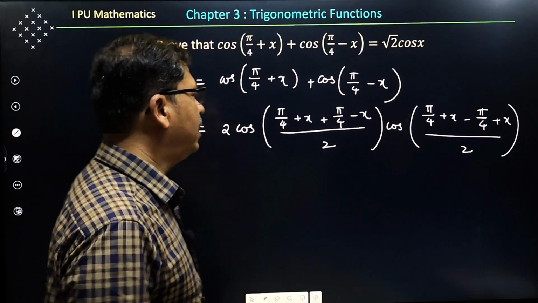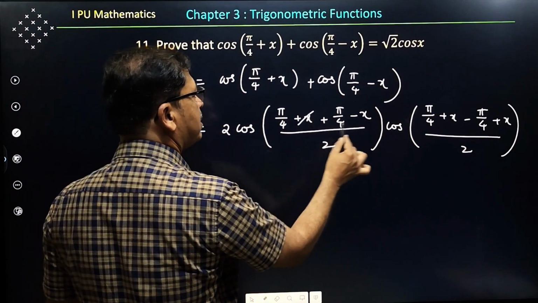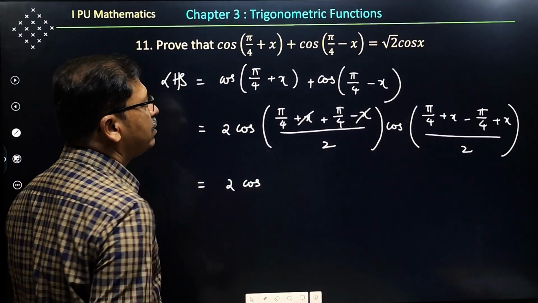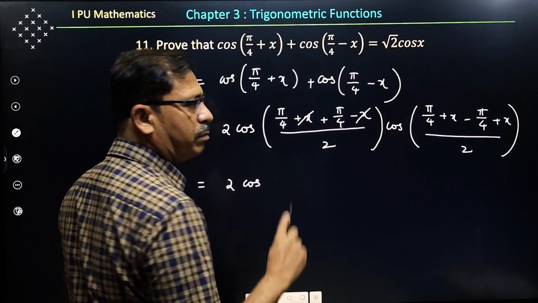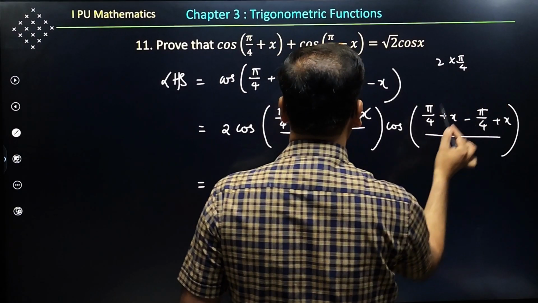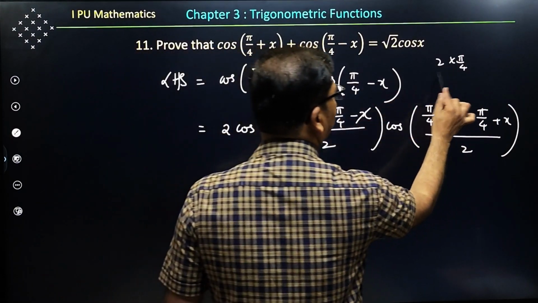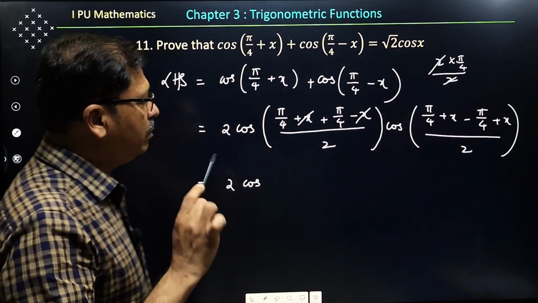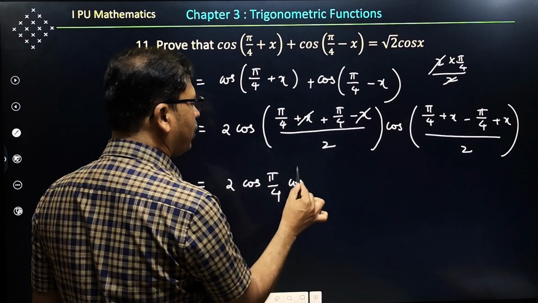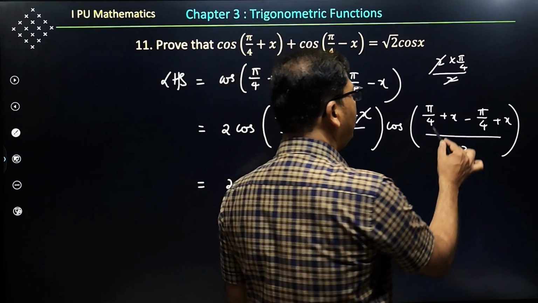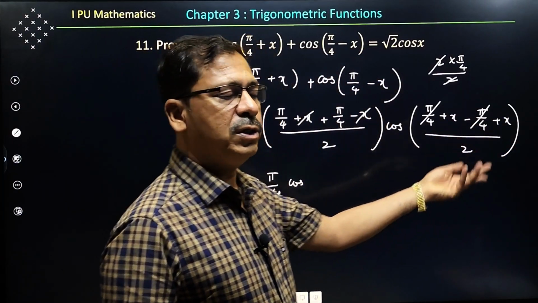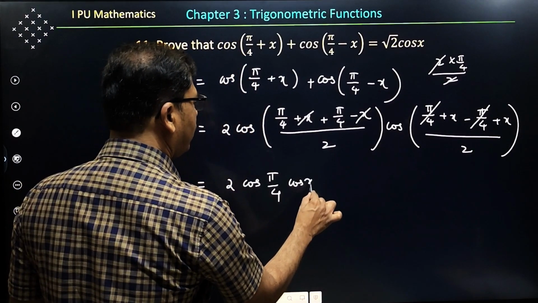Now let us simplify this, we will get the answer. Plus x and minus x cancel. So this is equal to 2 into cos of what you are getting. Pi by 4 plus pi by 4, that is 2 times pi by 4. Okay. But this is divided by 2. 2 cancels. Pi by 4 remains. 2 into cos of pi by 4 remains, into cos of... what will we get here? Pi by 4 eliminates because of opposite sign. X plus x leads to 2x. 2x by 2 is only x. So you are getting cos x.